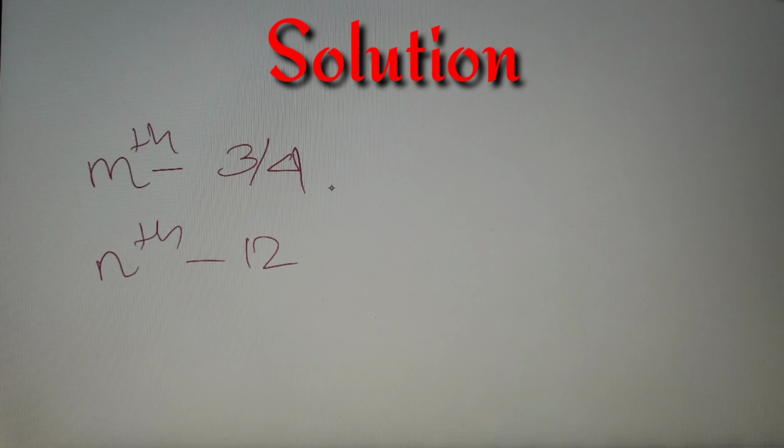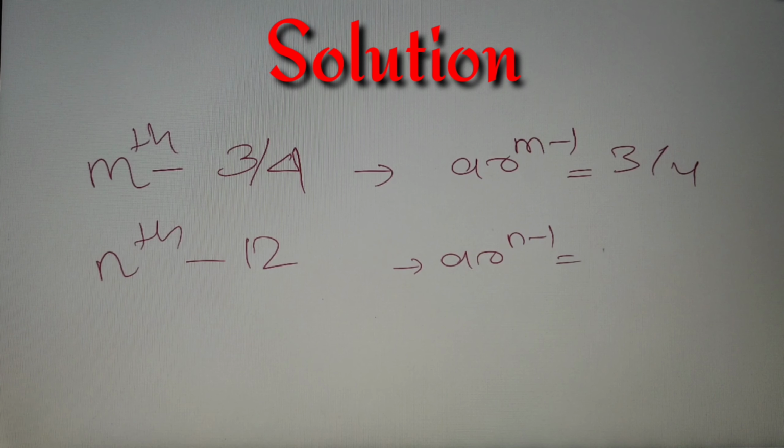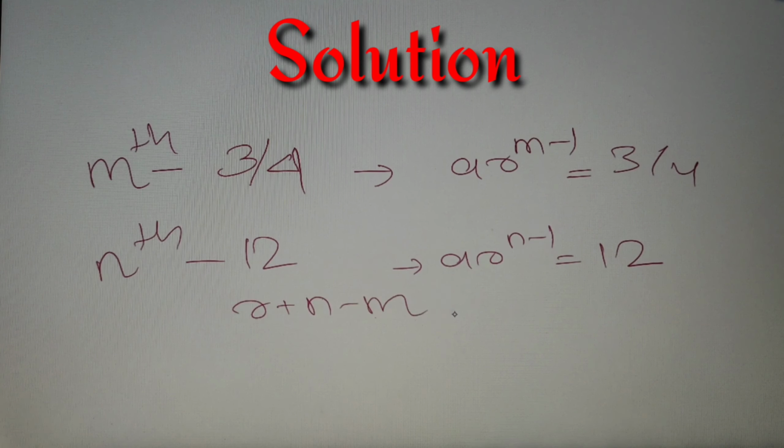Now in the question we are given that the common ratio of the progression is an integer r. So if we take the first term as a, then we can say that a r^(m-1) is equal to 3/4 and a r^(n-1) is equal to 12, where a is the first term and r is the common ratio. Now according to the given question, we have to find the minimum value of r + n - m.